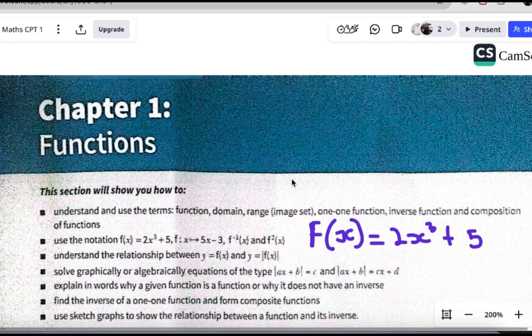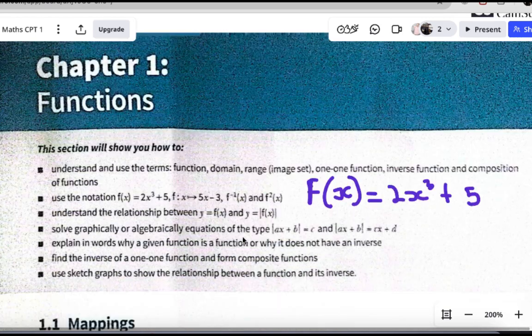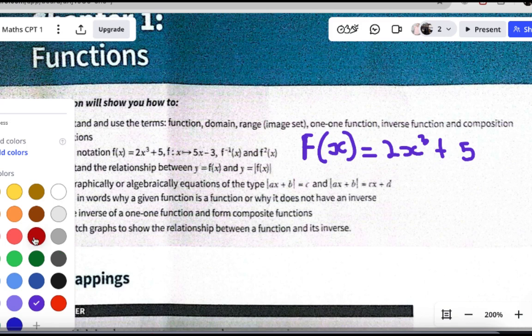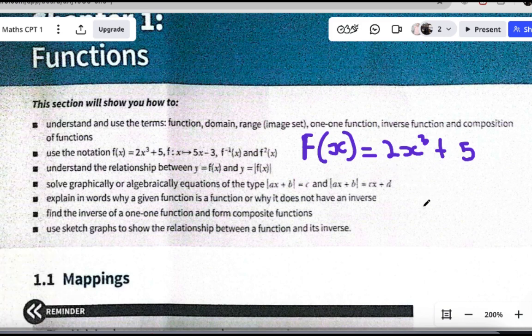Today we are looking at additional mathematics, chapter 1, functions. So let's quickly take a look at the symbol for functions. For functions, we normally write f of x, right? We normally represent a function with f of x to signal what we are trying to depict.